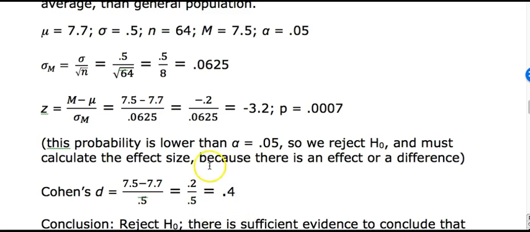And notice, no negative, right? Cohen's d, or effect size, is always a positive value. So we just get rid of the negative sign. Think of it as the absolute value, okay?